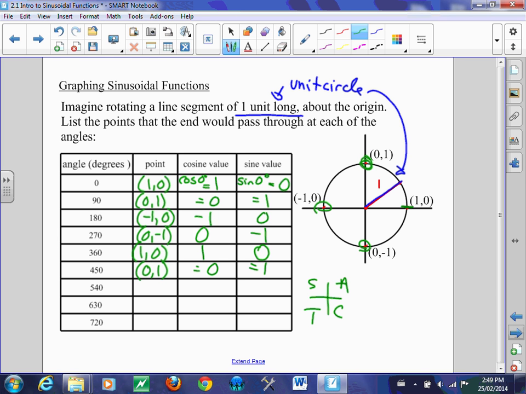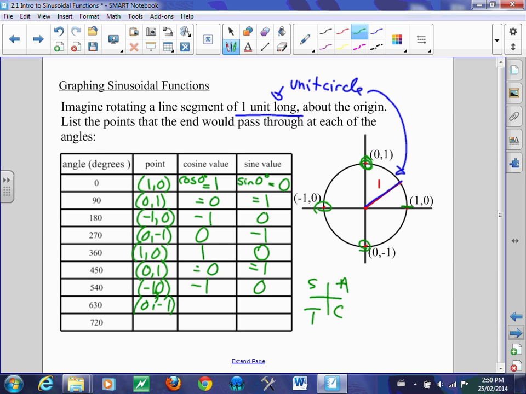And I'm showing you why it's cyclical and why there's a pattern, because we keep rotating around the same circle. So 540 would be the same as 180. So it'd be -1 and 0. So it's going to be -1 and 0 when you plug those in. And finishing this off, 0 and -1.